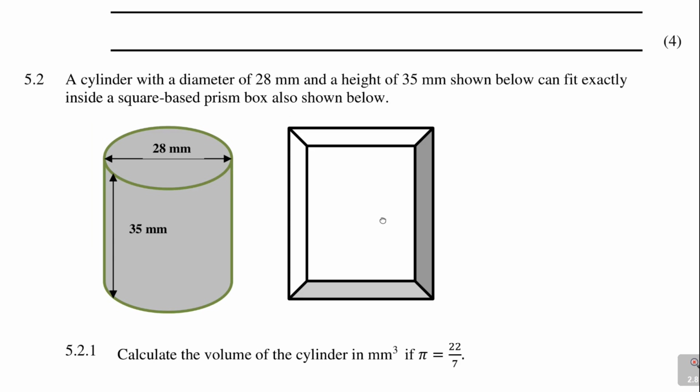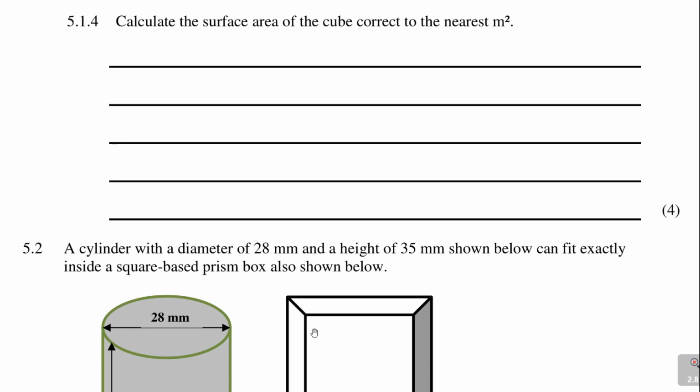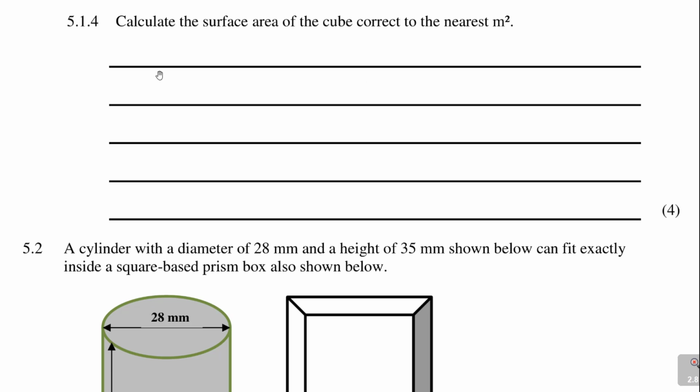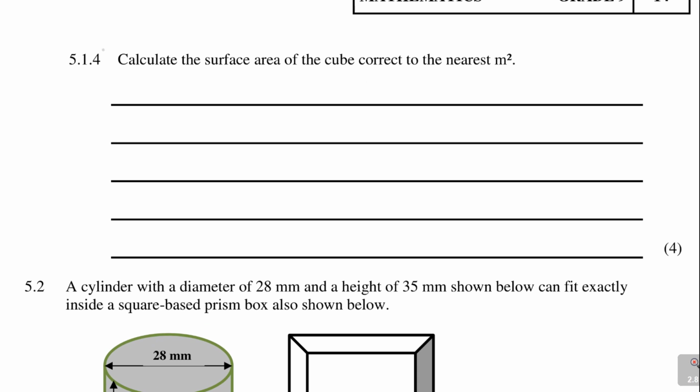Let's check if ever the question continues. Then it says here, let me check, 5.1.3, this one is 5.1.4. Yes, so the question continues here. It says calculate the surface area of the cube correct to the nearest meter squared. You see, the units change now. We are talking about meters now, but remember we are working with centimeters.